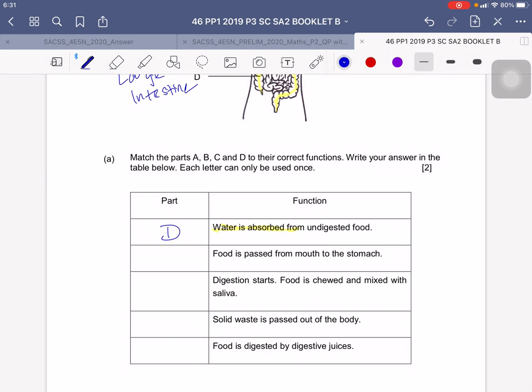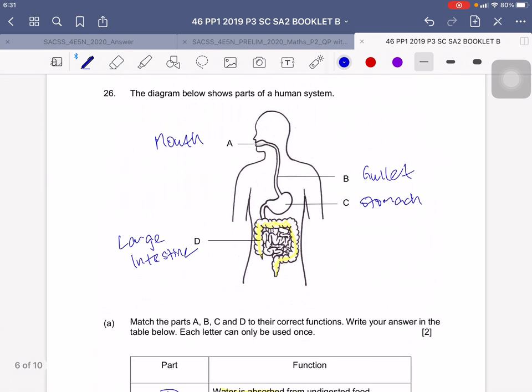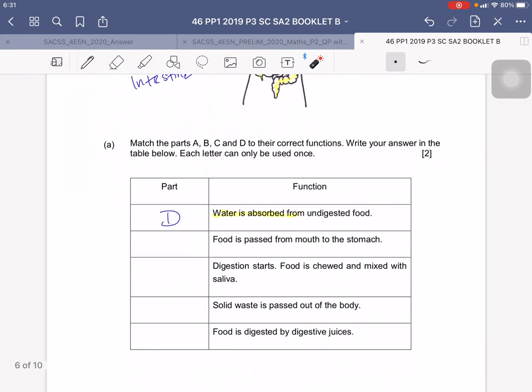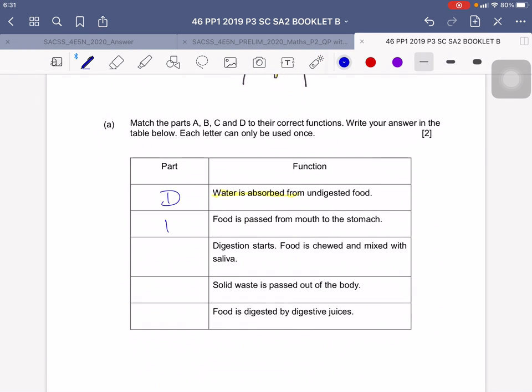And next one, food is passed from mouth to the stomach. So from mouth to the stomach, you will pass through the gullet. So that will be your B. Digestion starts. Now that must be the mouth. Okay, so I know this keyword here. Digestion starts from the mouth. In fact, it has the digestive juice. Also food is chewed and mixed with saliva.